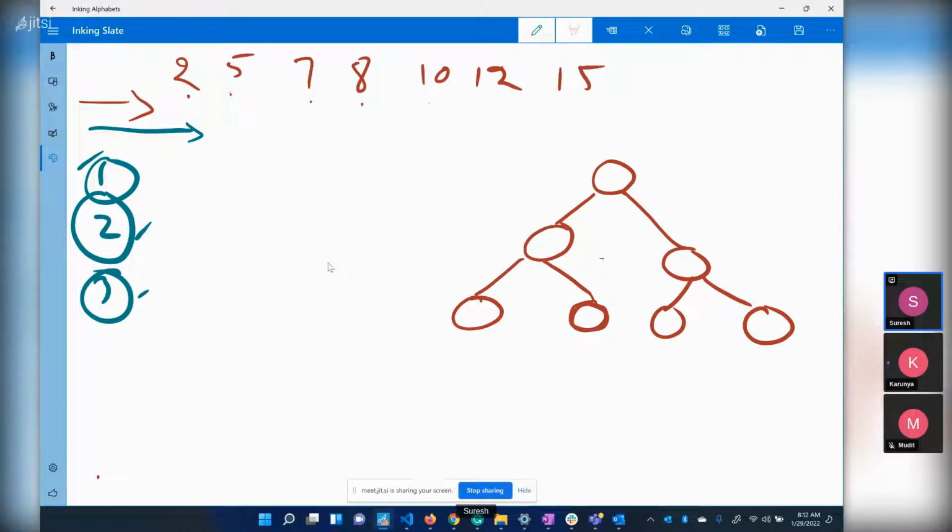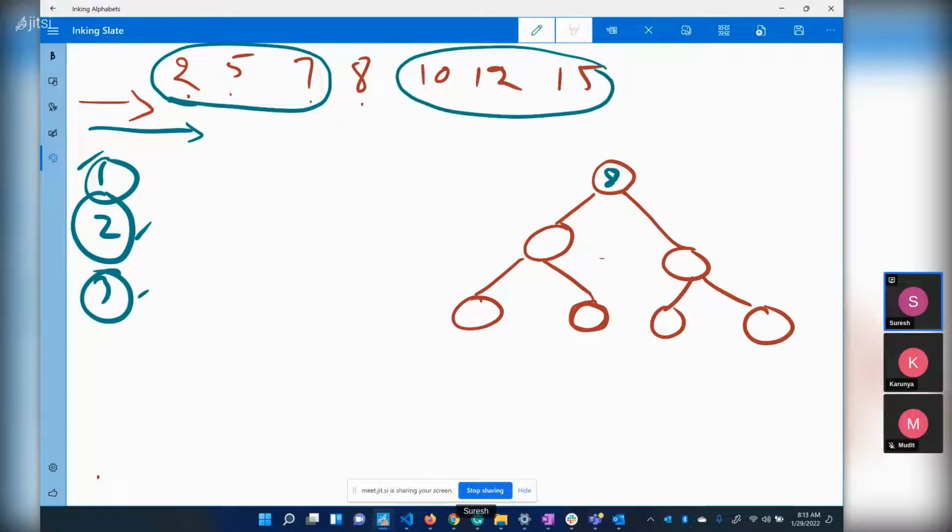Yeah, we can fix the mid value as root, such as 8. Put the 8 there. And let us fill 10, 12, 15. We divide it into two sections, since it has to satisfy the BST condition. So you divided, you took the root and you put it there. So what are you going to put now?